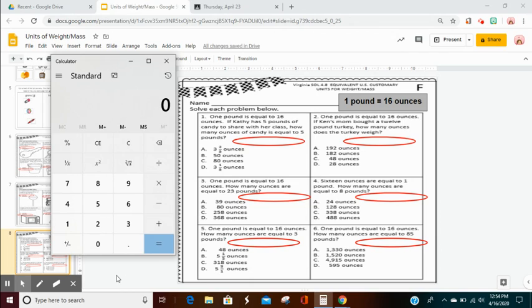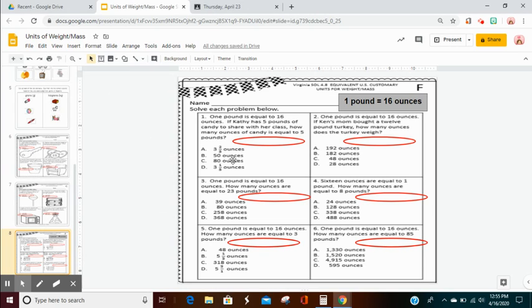1 pound is equal to 16 ounces. If Kathy has 5 pounds of candy to share with her class, how many ounces of candy is equal to 5 pounds? So they're giving us the pounds. We have 5 of them. They're giving us the big unit. We have to find the small. So we're going to multiply 5 times 16, and we get 80. So it's 80 ounces.